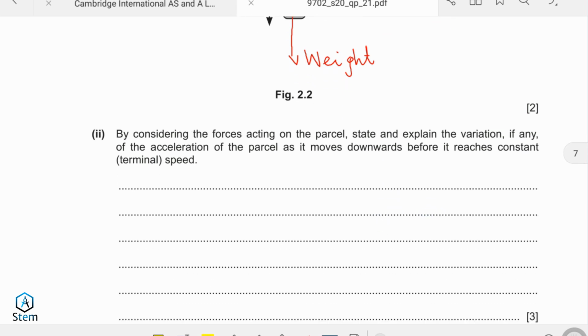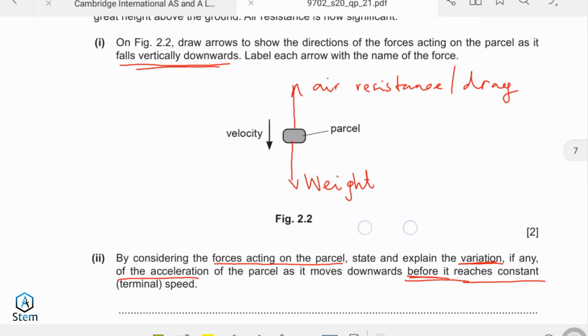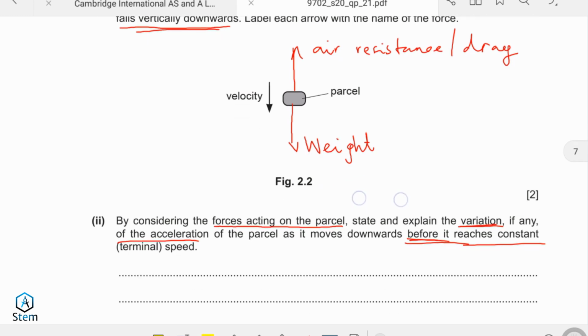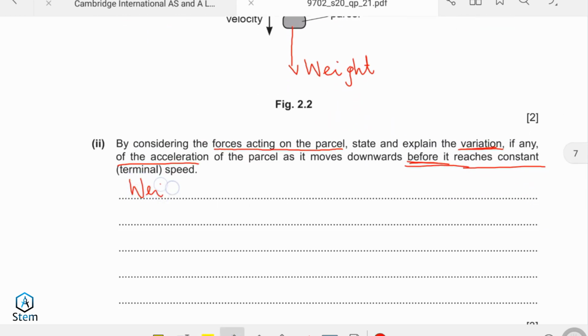By considering the forces acting on the parcel, state and explain the variation, if any, of the acceleration of the parcel as it moves downwards before it reaches constant or terminal speed. Let's consider the forces acting on the parcel to explain any changes of the acceleration before we reach constant speed. So as this object falls down, the weight of the object is going to remain constant. Yeah, I think that should be put down. Weight remains constant. However, the air resistance is going to increase.